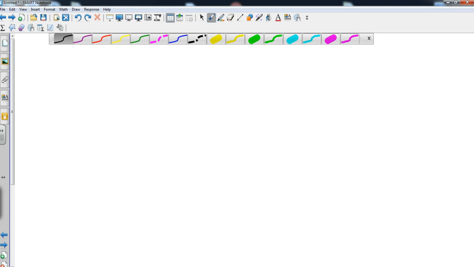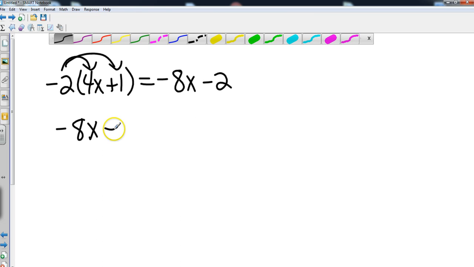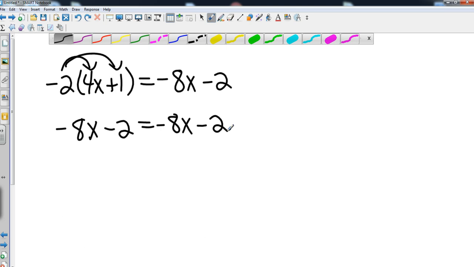So let's look at our second value. Some of you might be thinking in your head what that's going to look like. So let's go negative 2 times 4x plus 1, and we're going to set that equal to negative 8x minus 2. Again, we're going to check that parentheses, get that taken care of, drawing the stupid arrows every time. Yes, you have to continue to draw your stupid arrows. Negative 2 times 4x is negative 8x, and negative 2 times positive 1 is negative 2. Now, what do you see? You see the exact same equation on both sides.